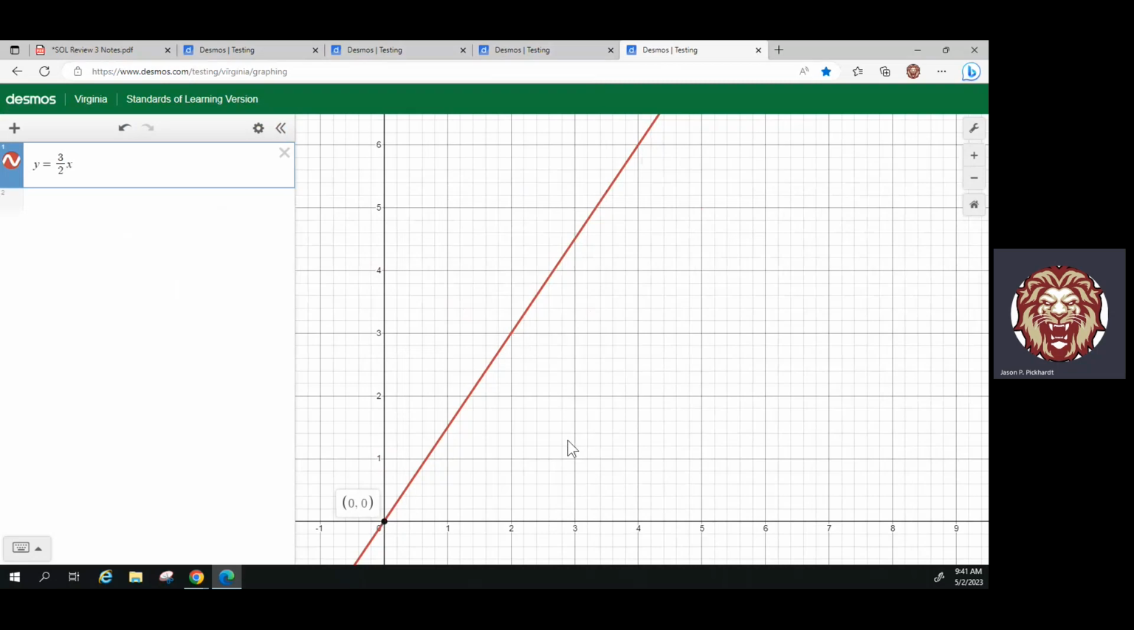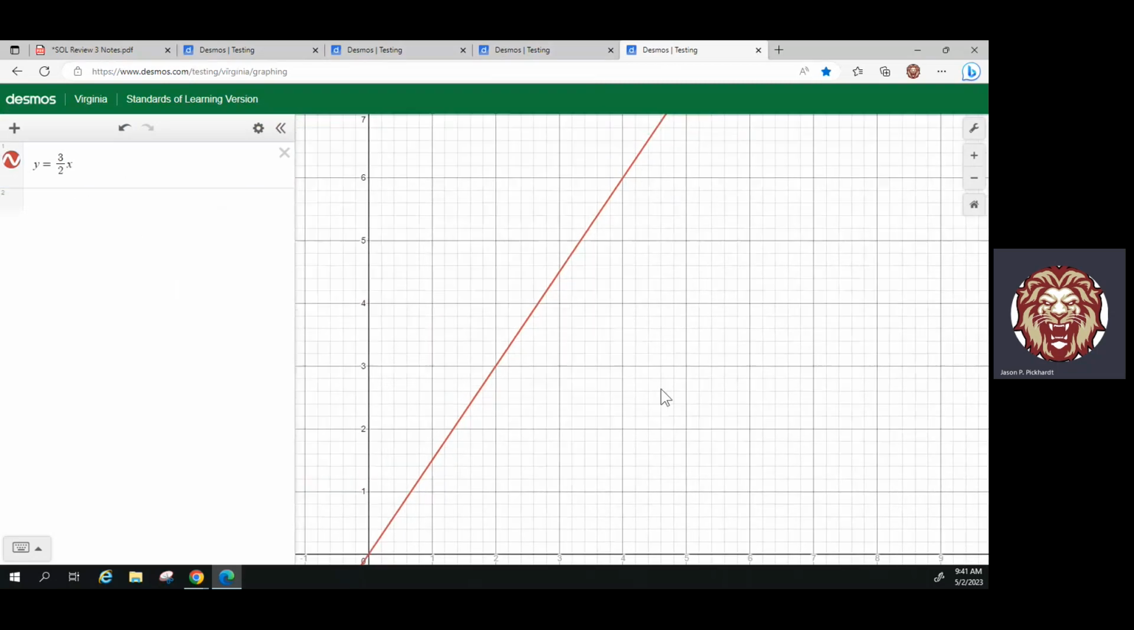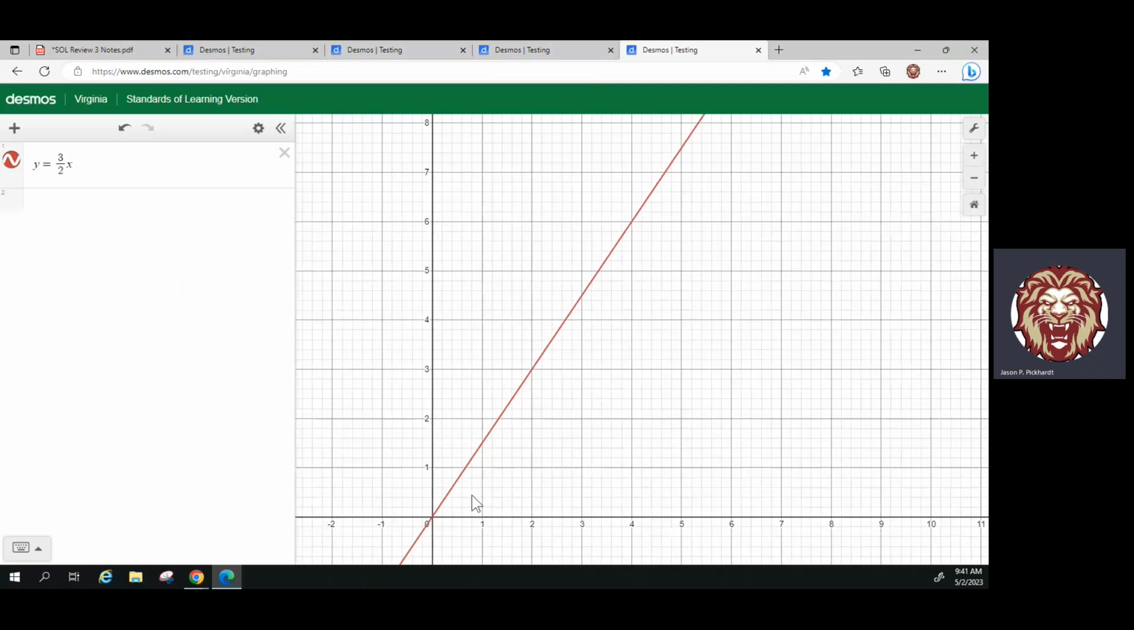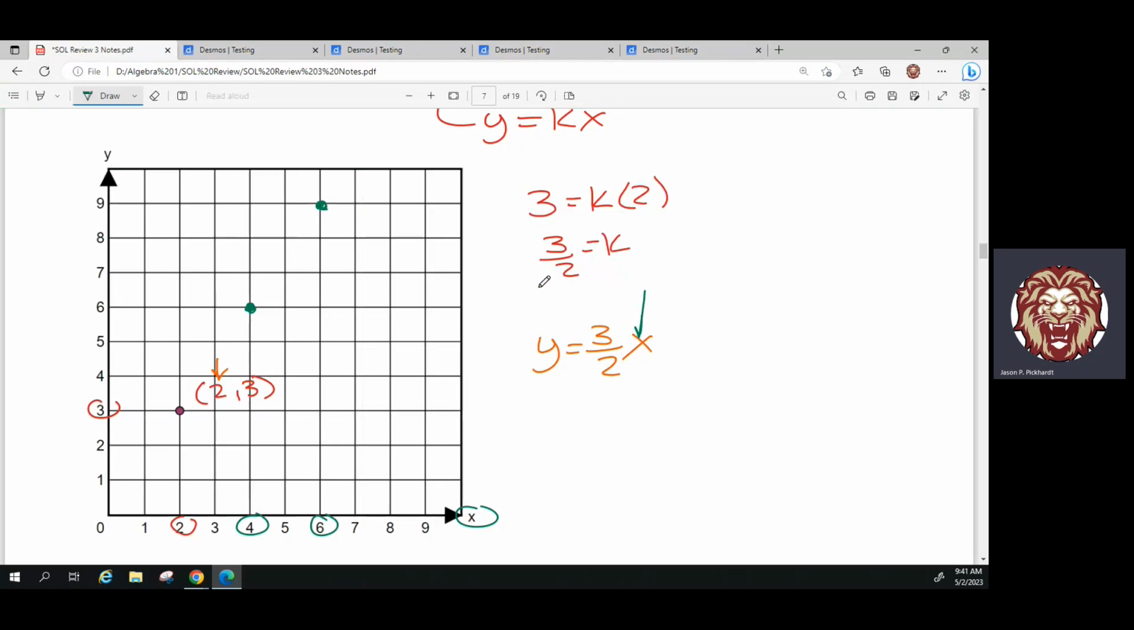We can keep going, but if you didn't want to do the slider, actually one of the easier things might be to just graph this line and find points on it and then go copy them to this page.